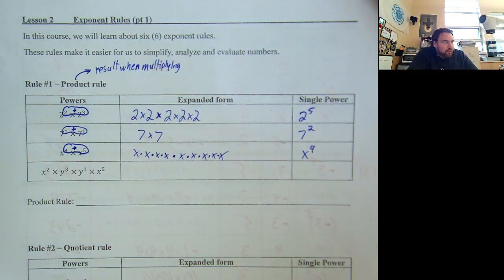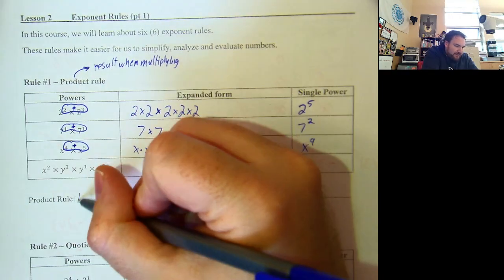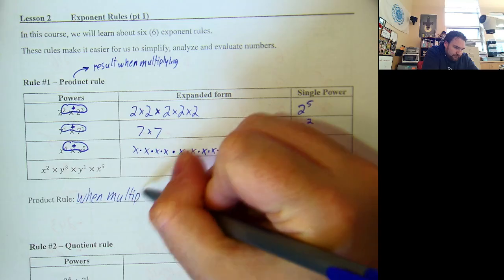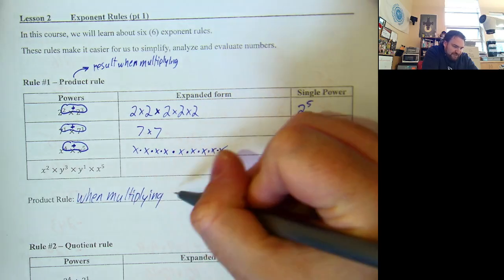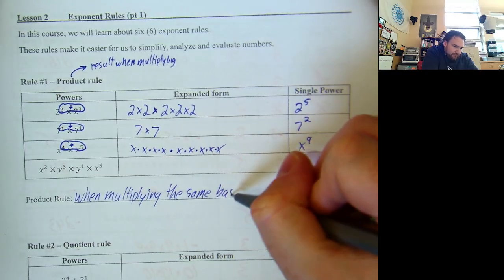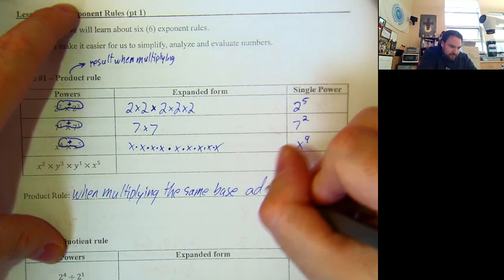So what is the product rule? When you multiply the same base, what can you do? Add the exponents. So before we do this last one, let's shift down to the rule here. When multiplying the same base, add the exponents.